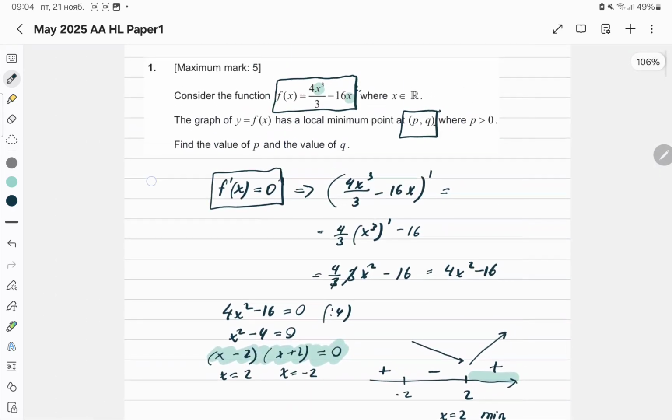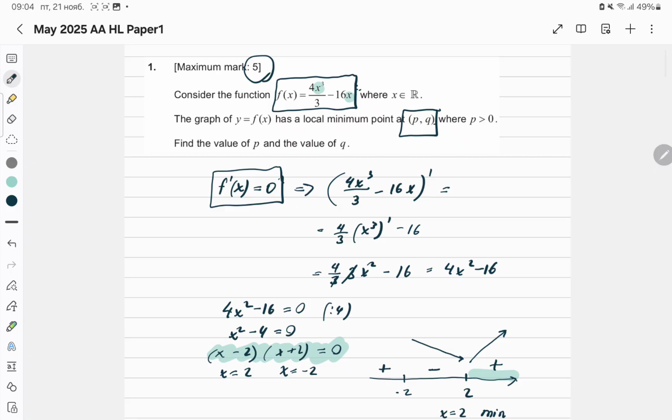That's how you will get full 5 marks. Pretty clear and easy question.